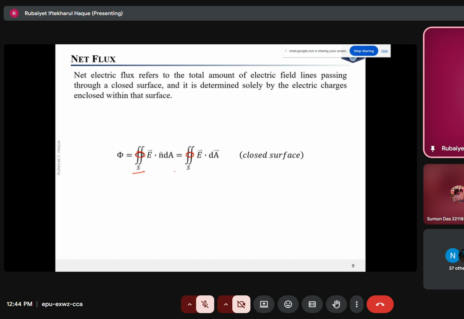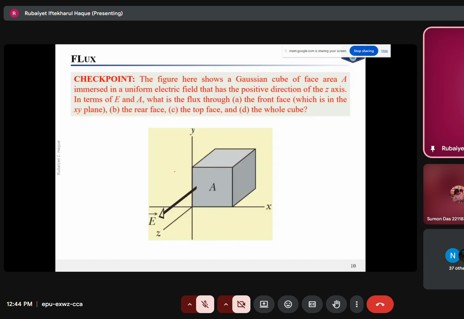So we are talking about the cubic shape Gaussian surface, cubic shape Gauss surface. Okay, so it shows a Gaussian cube of face A. So এখানে A টা দেখা যাচ্ছে আমাদের দিকে ফেস করে আছে, is pointing towards the positive z axis. And if you see, the electric field is given, is parallel to the z axis and it's working towards the positive z axis. This is the information given.